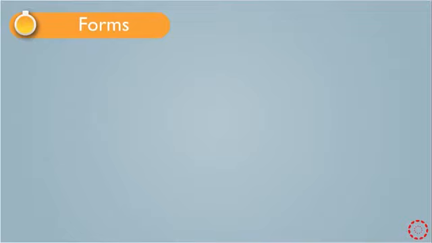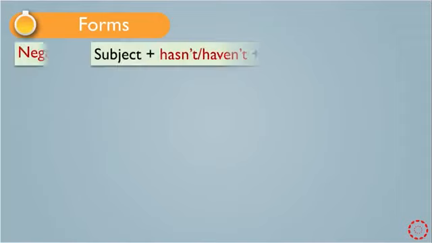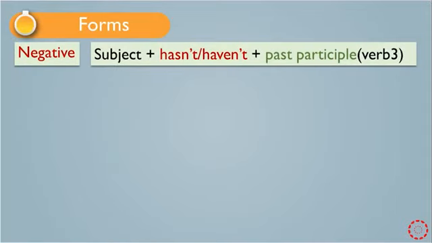Let's come back to the forms of present perfect. How can we negate the present perfect? We just add not to the verb to have. We can say has not or have not, and also we can use the contracted form. Instead of saying has not and have not, we can say hasn't or haven't. And then we have the past participle of the verb.